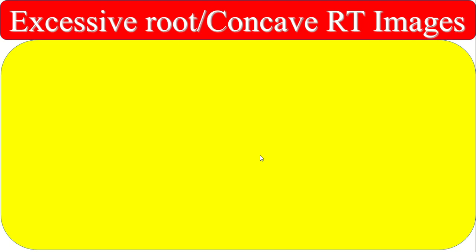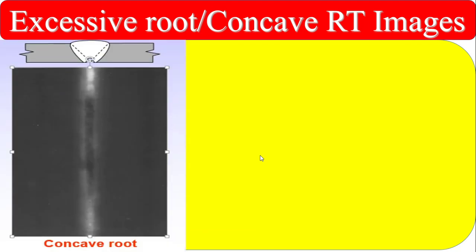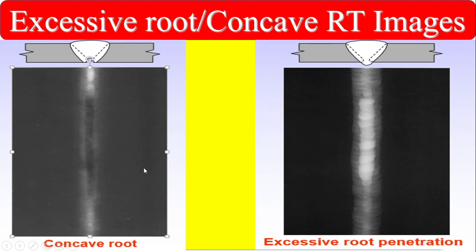Excessive root and concave root RT images. You see, concave root, these are your images. You see the density is different from here to here. The black shade is coming, so this is called concave root. And this is your excessive root penetration. This is the dense, white area from here to here, like fog. You understand these two images; you have to compare what concave root looks like in the radiography image, and excessive root penetration. So don't confuse them.